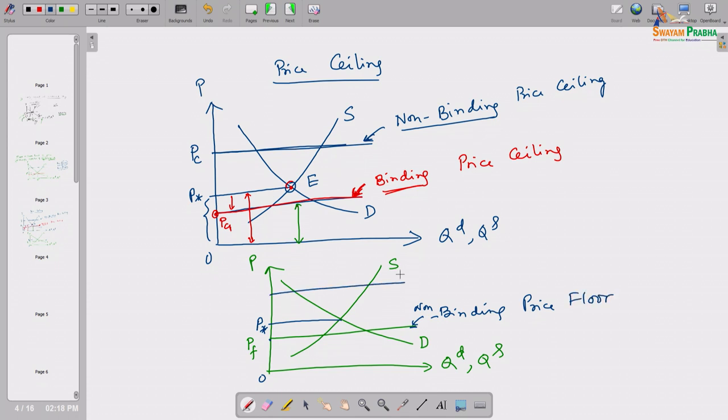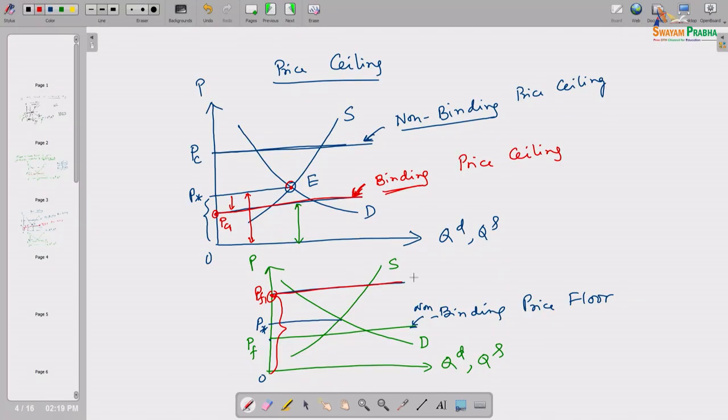Alternatively, suppose this red line is the price floor, say PF1. That is the legal minimum boundary of the price, right. So, nobody is allowed to transact that good in this market at any price below this level, OPF1 level. Definitely, without that price floor mechanism, OP star will be the equilibrium. With that price floor mechanism, this will be the equilibrium price, OPF1, okay. So, it has an implication over the equilibrium price. So, this is definitely a binding price floor.